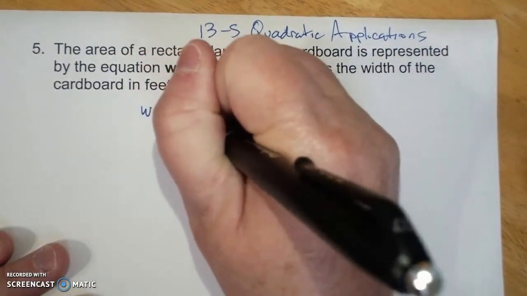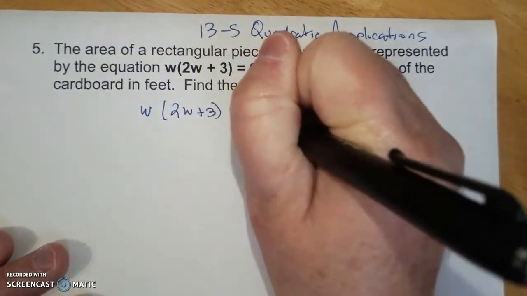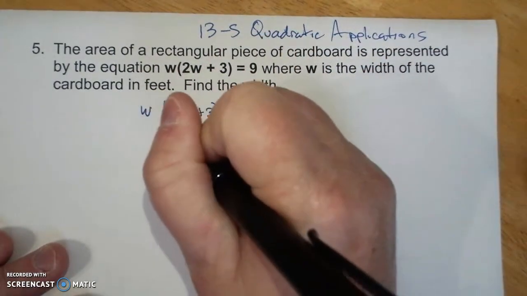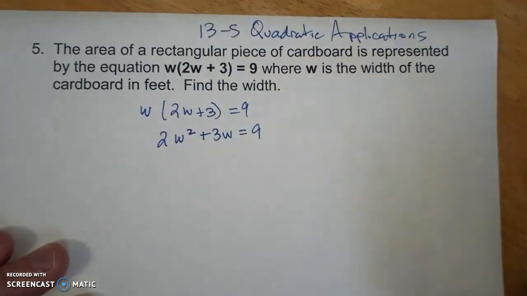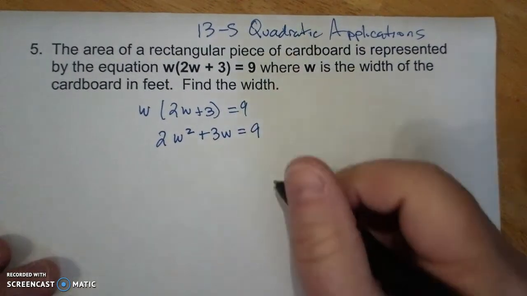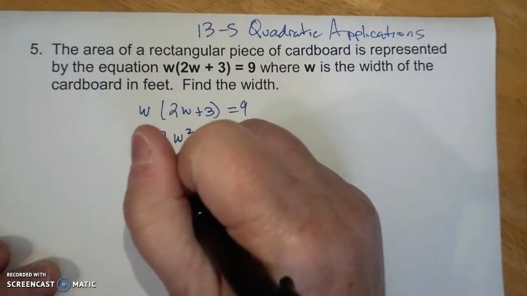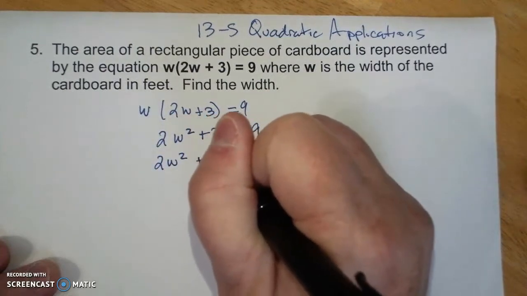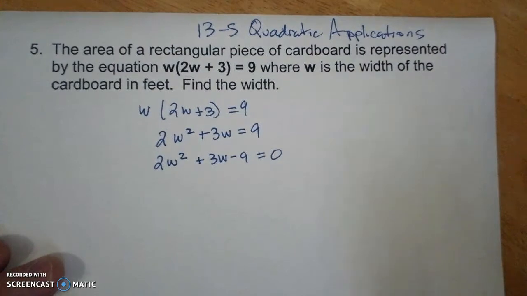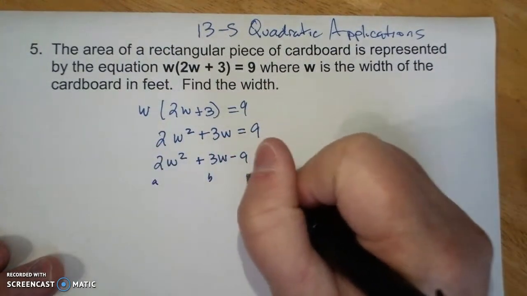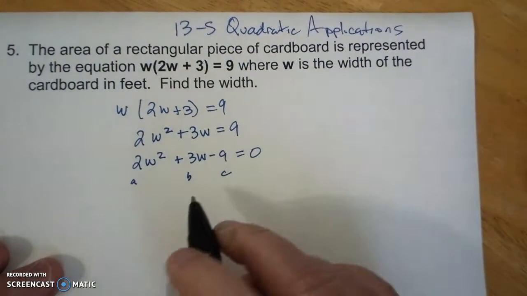So we are going to have W times 2W plus 3 equals 9. 2W squared plus 3W equals 9. Turns out to be a quadratic. Need to set it equal to 0. 2W squared plus 3W minus 9 equals 0. This is my A, this is my B, this is my C.